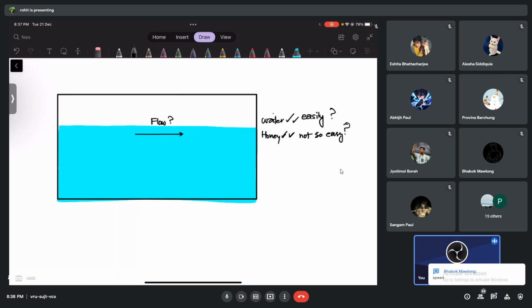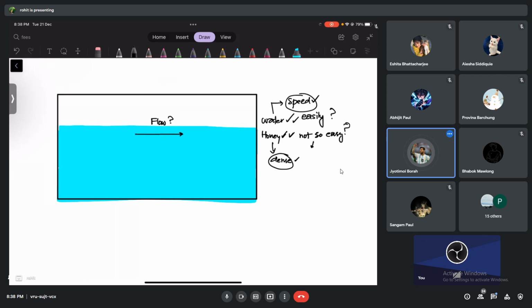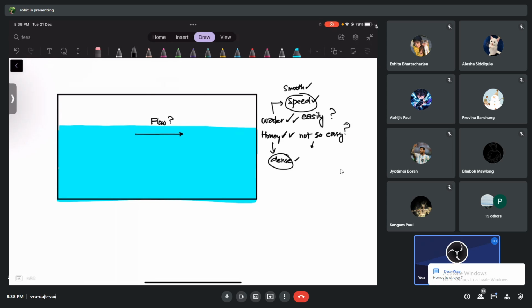Speed, okay, water has more speed, agreed. Honey is dense, okay, dense is correct. Honey is more dense, water has more speed. What else do you think we can talk about? Water is smooth. Honey is not smooth, fine. Honey is sticky. Yes, very good. Honey is sticky, correct. What else?